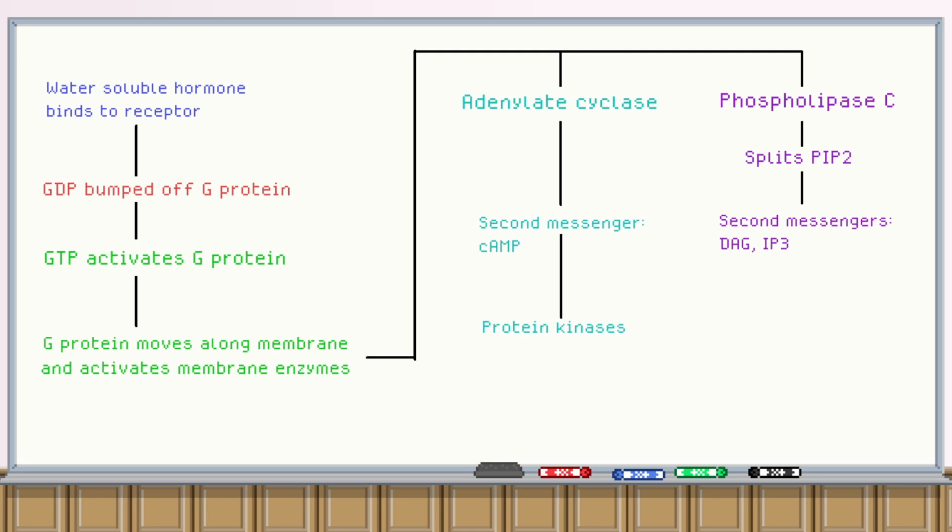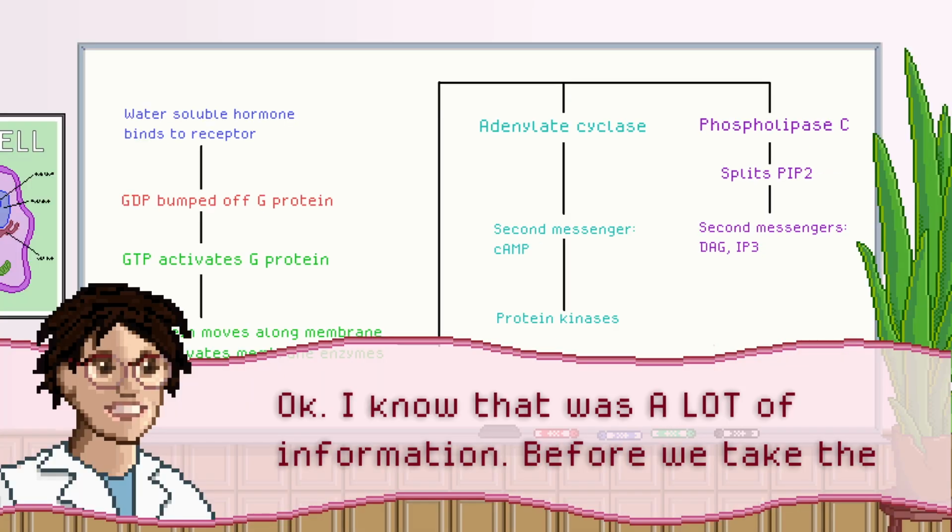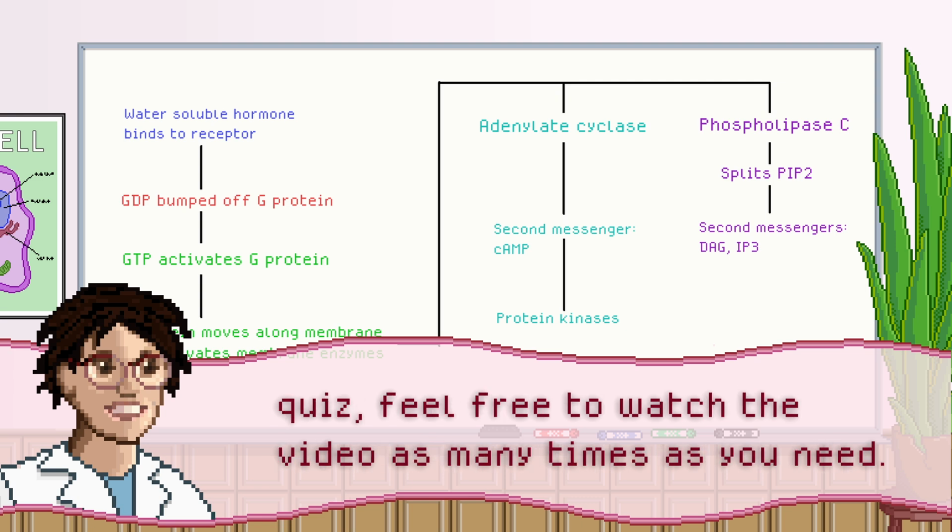Phospholipase C splits PIP2 into diacylglycerol and IP3. These products are the second messengers of the phospholipase C pathway. Put another way, the second messenger of each pathway is what's created when the enzyme of that pathway is activated. Okay, I know that was a lot of information. Before we take the quiz, feel free to watch the video as many times as you need. If you're ready, let's take the quiz.